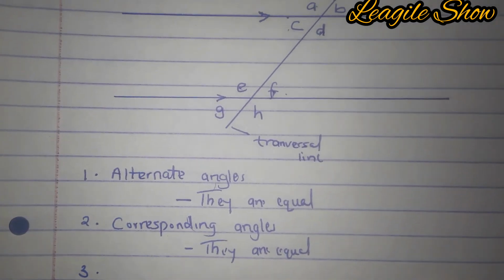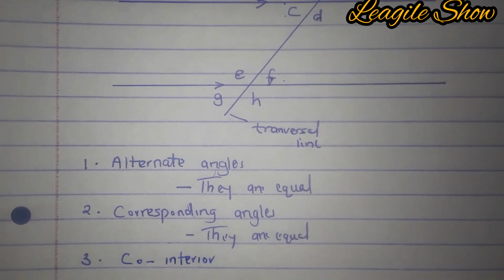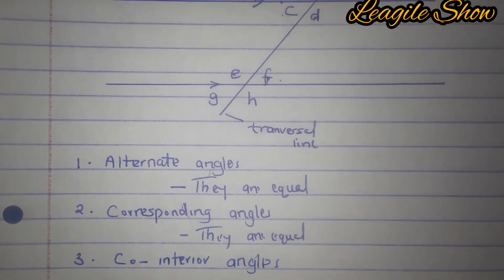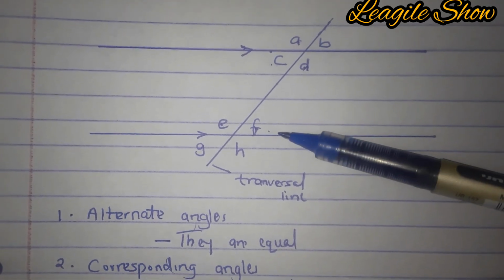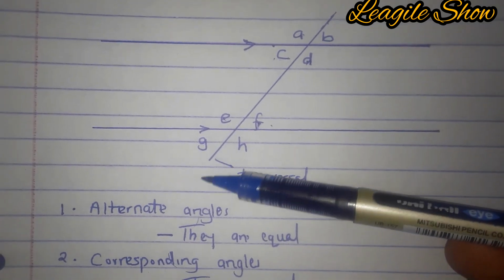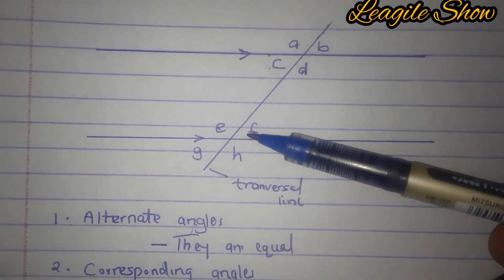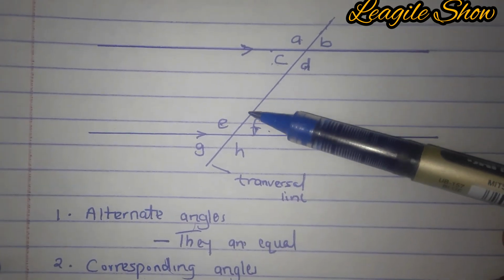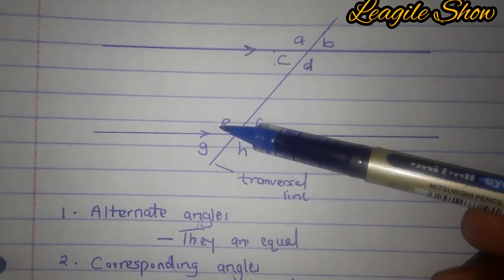The third type of angle is what is called co-interior angles. Co-interior angles, these are angles which are within the parallel lines, but on the same side of the transversal line. A good example is angle D and F, or angle C and E. These are the co-interior angles, D and F, or C and E.